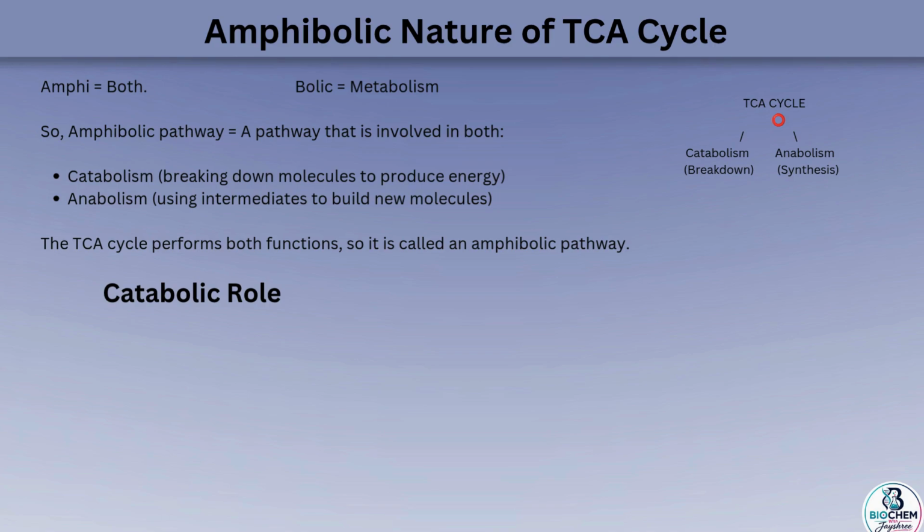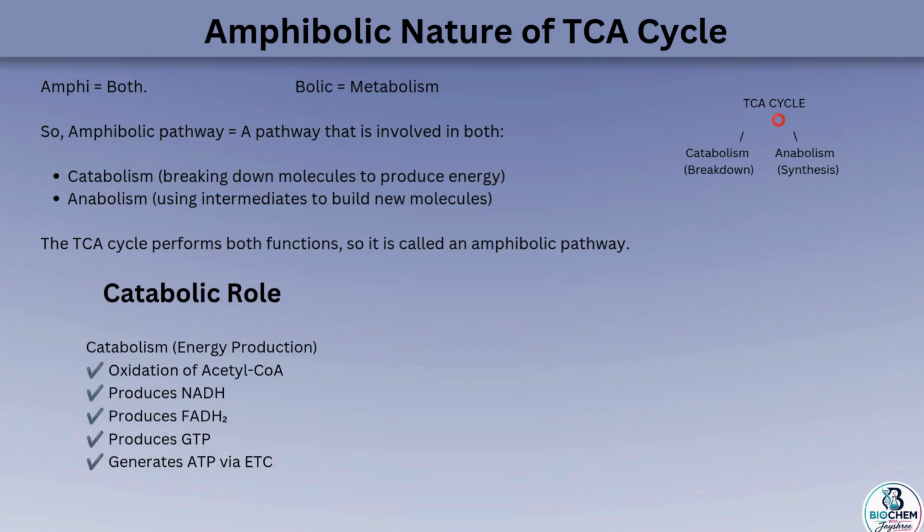All of this ultimately forms acetyl-CoA, which enters the TCA cycle. Inside the cycle, acetyl-CoA is completely oxidized into carbon dioxide. During this process, high energy electron carriers, 3 NADH and 1 FADH₂, are produced along with 1 GTP. These electron carriers enter the electron transport chain where most of the ATP is generated.